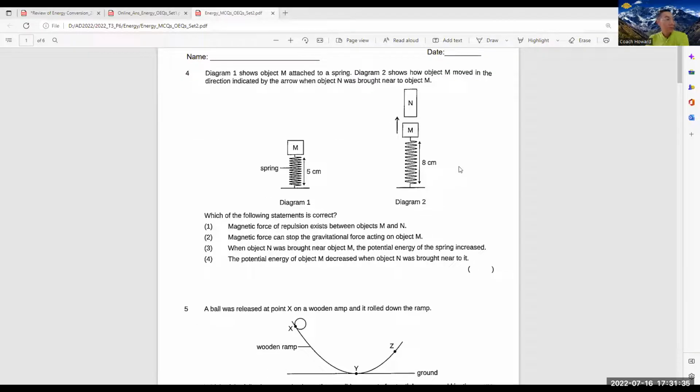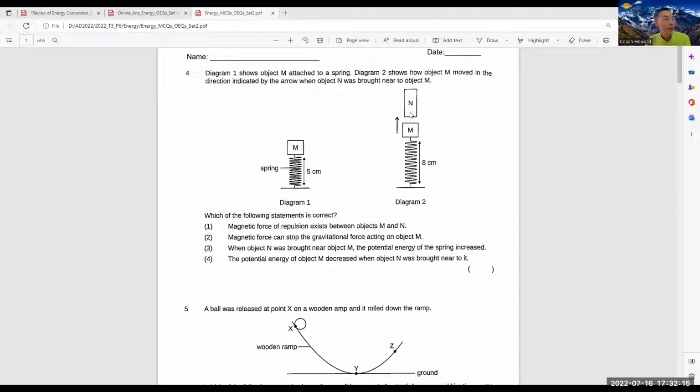Okay. So in diagram 1, M is here. The spring is being compressed. Diagram 2 shows how object M moved in the direction indicated by the arrow when object N was brought near. So you see it is being extended, right? So what is this cause? Again, you can key in your answer for me to check. So this is Q4, question 4. What is the answer for this question? Q4.